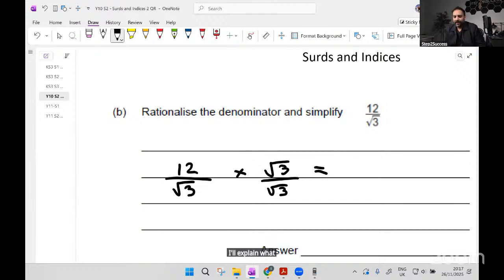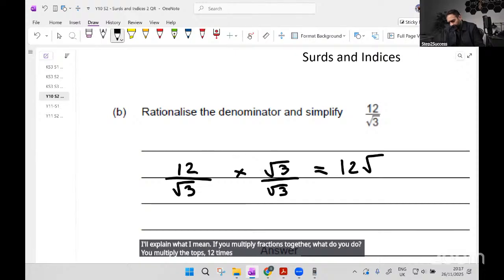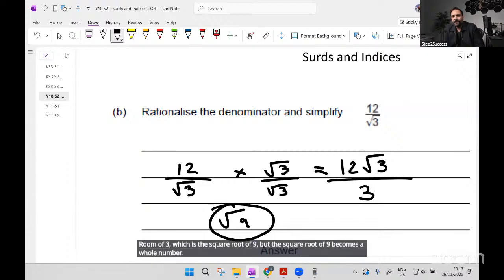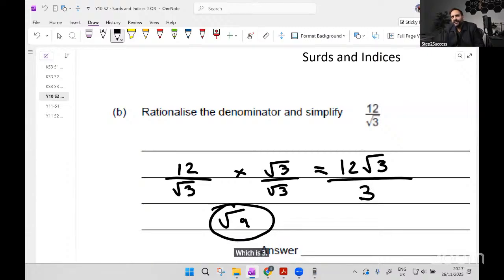I'll explain what I mean. If you multiply fractions together, what do you do? You multiply the tops. 12 times root 3, you just write 12 root 3. On the bottom, you get the square root of 3 times the square root of 3, which is the square root of 9, but the square root of 9 becomes a whole number, which is 3. And so see, we've rationalized it. That means that root 3 is not on the bottom anymore.